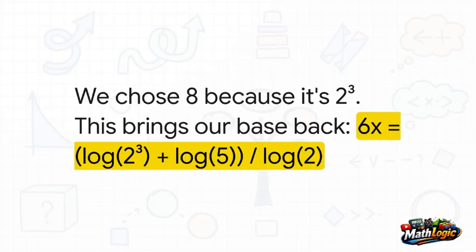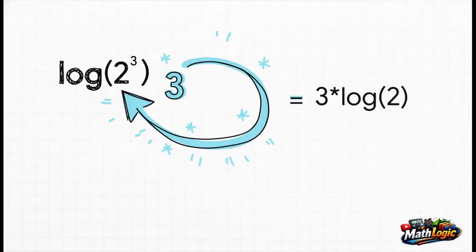And here's why we picked 8. Because 8 is just 2 cubed. By rewriting the log of 8 as the log of 2 cubed, we've brought our original hero, the number 2, back into the equation. Whenever that happens, you know you're on the right track. Now check this out. Because we have log of 2 cubed, we can use that awesome power rule for logarithms again to bring that 3 down in front. So our numerator is now 3 times log of 2 plus log of 5.